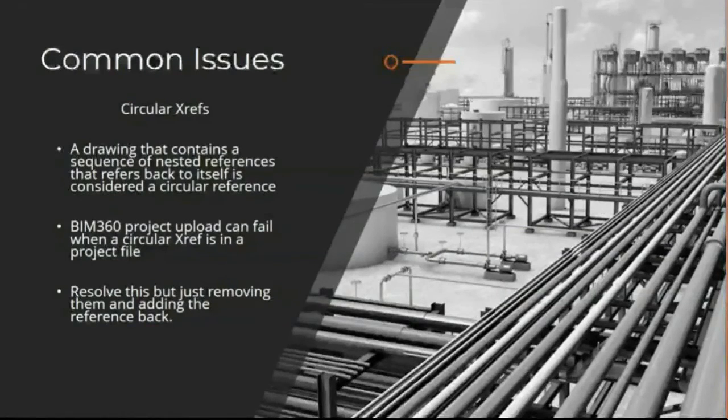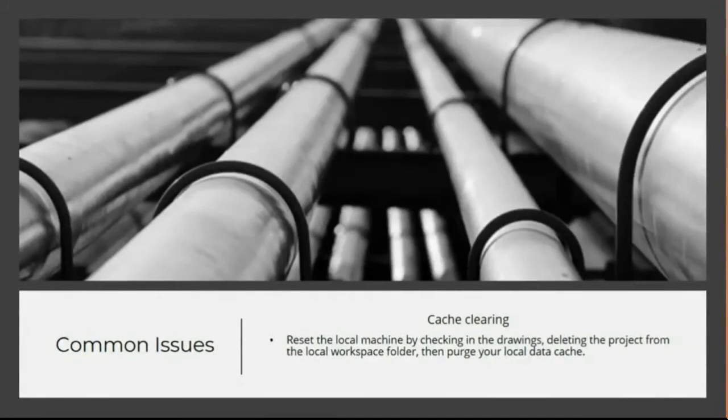And then another common issue was cache clearing. We've noticed with some people that they will get an issue, usually a failure to sync, saying this is not the latest drawing in the project, and it just doesn't want to load the latest drawing for some reason. Typically what we'll do is we call it resetting the local machine. Like we talked about before, our local workspace, our local file location, we'll go through and basically delete all the files in this location. The project is still going to be in BIM 360, but it will no longer be on your machine.